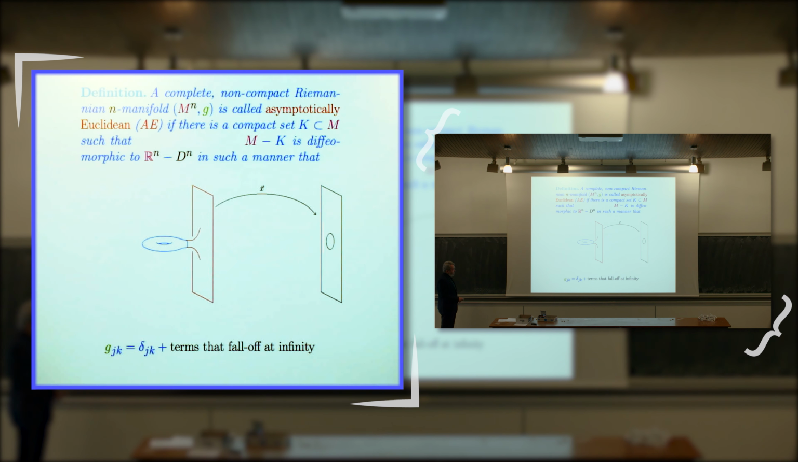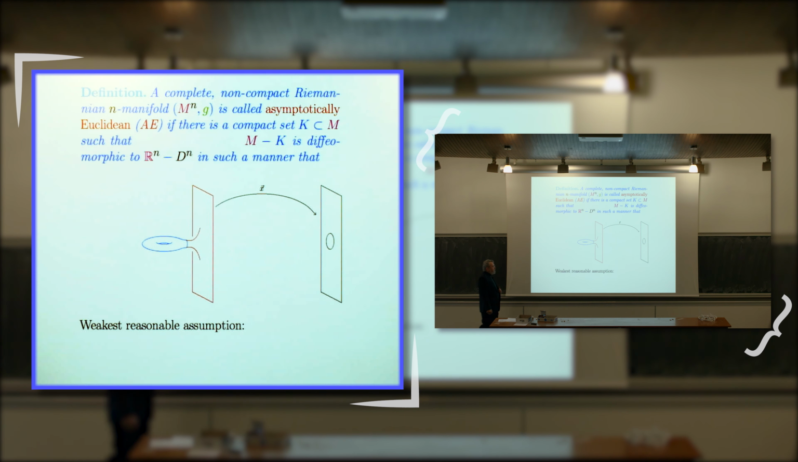in such a manner that you can think of this as a coordinate system, and you say, well, in these coordinates, what does the metric look like? Previously, I was imagining maybe the metric was exactly Euclidean out here, but we're going to say it's Euclidean plus terms that fall off at infinity. And part of the difficulty of the subject is finding the right precise hypotheses. What do you mean by it falls off fast enough at infinity?